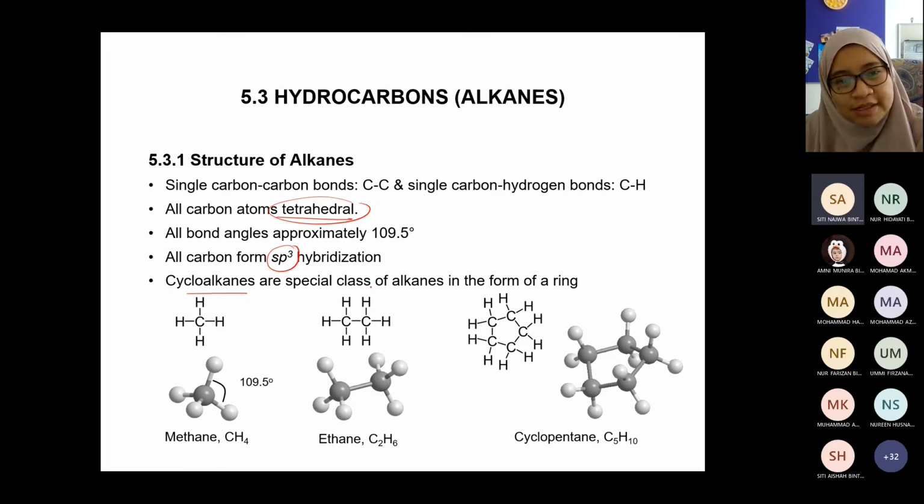Cycloalkanes are a special class of alkane in the form of a ring. So this is cyclic form, and in cyclic form we also have alkanes, known as cycloalkanes. For example, we have methane, which is not in cyclic form. Ini chain yang biasa. And then we have ethane. Cyclopentane is a cycloalkane, maksudnya dia dalam cyclic form. Nampak tak dia hujung bertemu hujung, dia jadi macam cincin, dia jadi ring. So that is what we call cyclic form. But still, semuanya nampak tak single bond. All the bonds are single bonds.